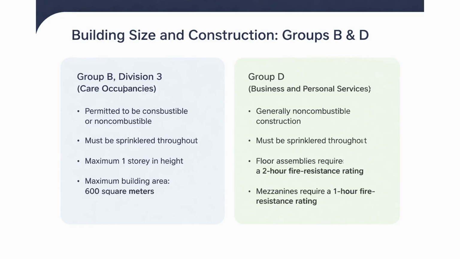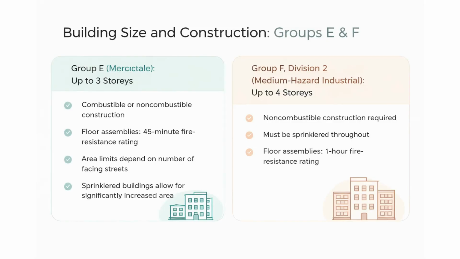Moving on to mercantile and industrial spaces. For Group E mercantile buildings up to 3 stories, you can use combustible or non-combustible materials, provided floor assemblies have at least a 45-minute fire resistance rating. If you add a sprinkler system, the allowable building area increases significantly. For Group F Division 2 medium hazard industrial buildings up to 4 stories, the rules are stricter. They must be non-combustible, fully sprinklered, and have at least a 1-hour fire resistance rating for floor assemblies and mezzanines.